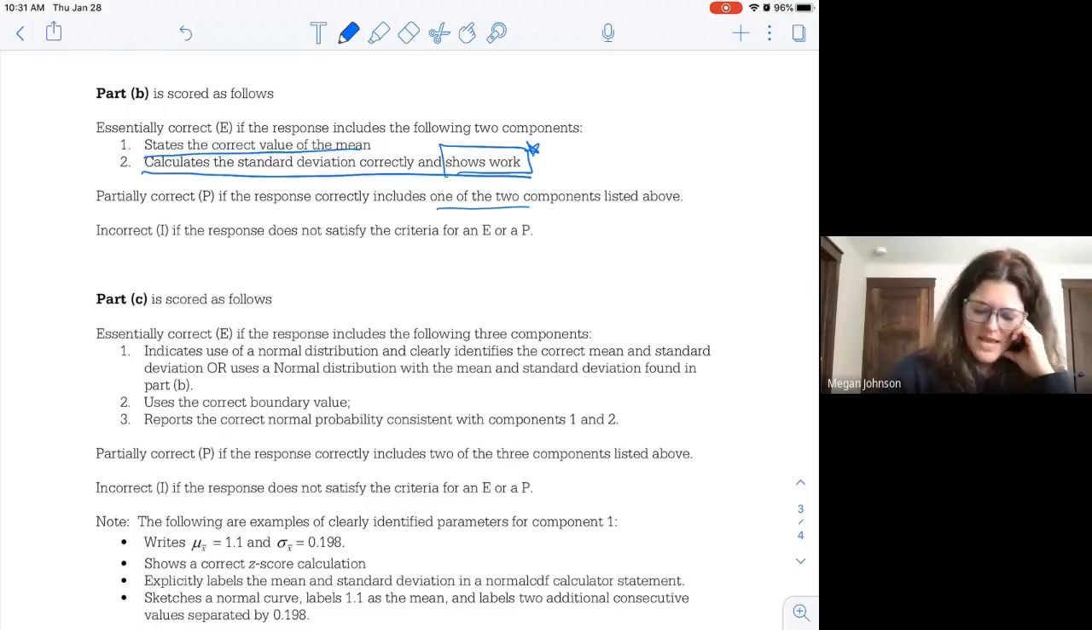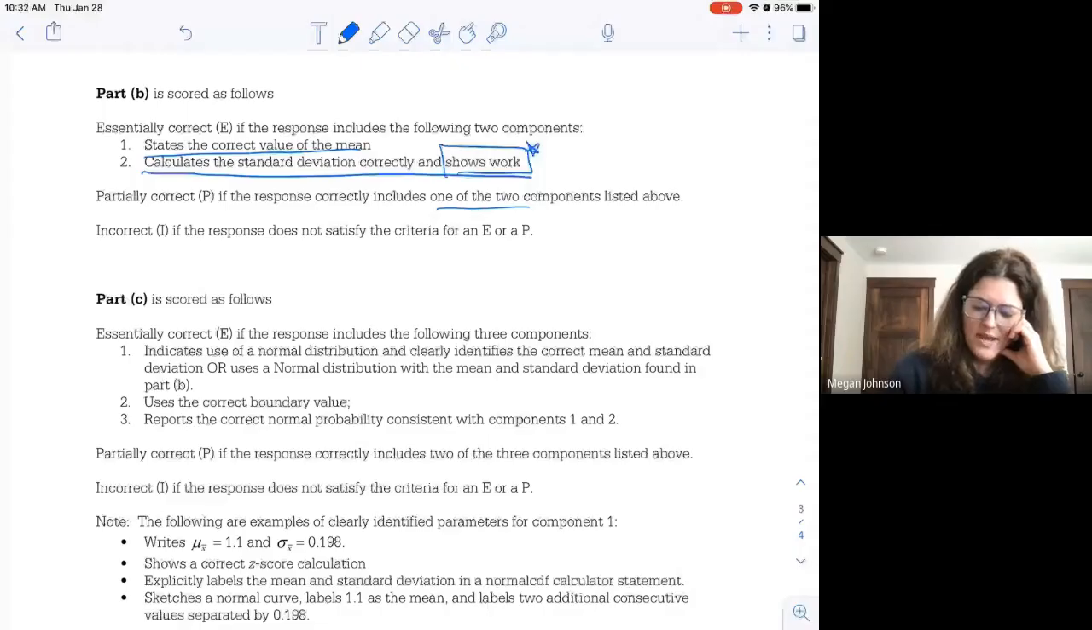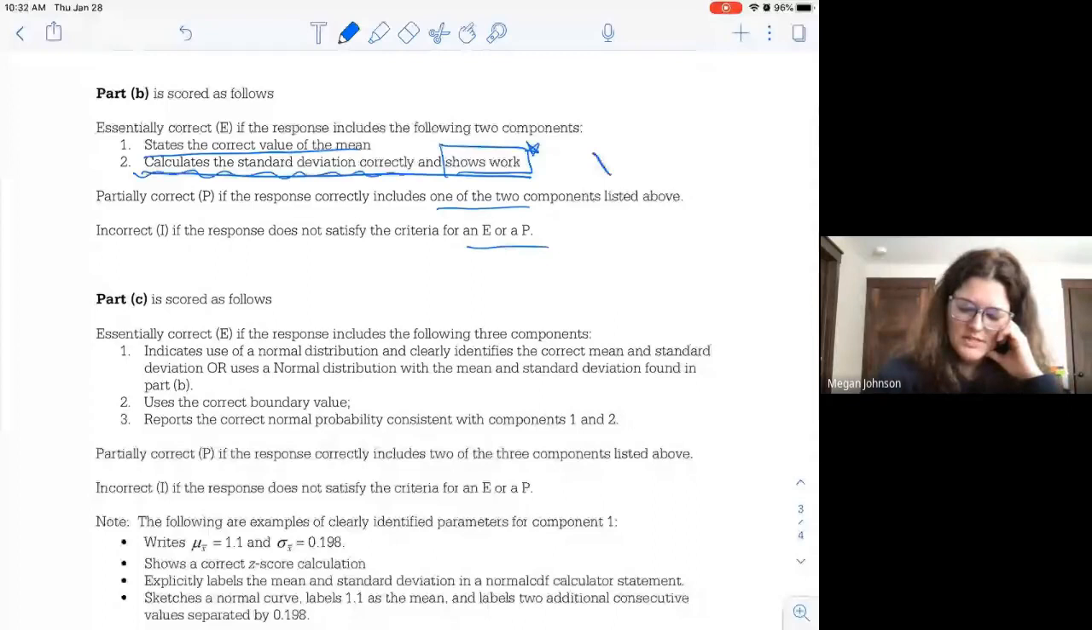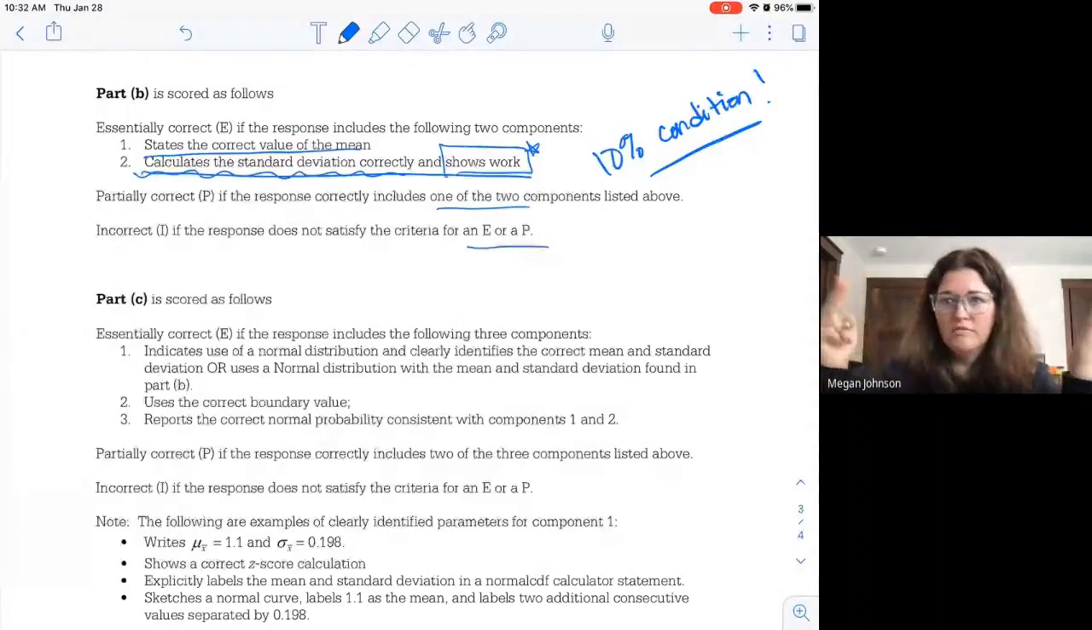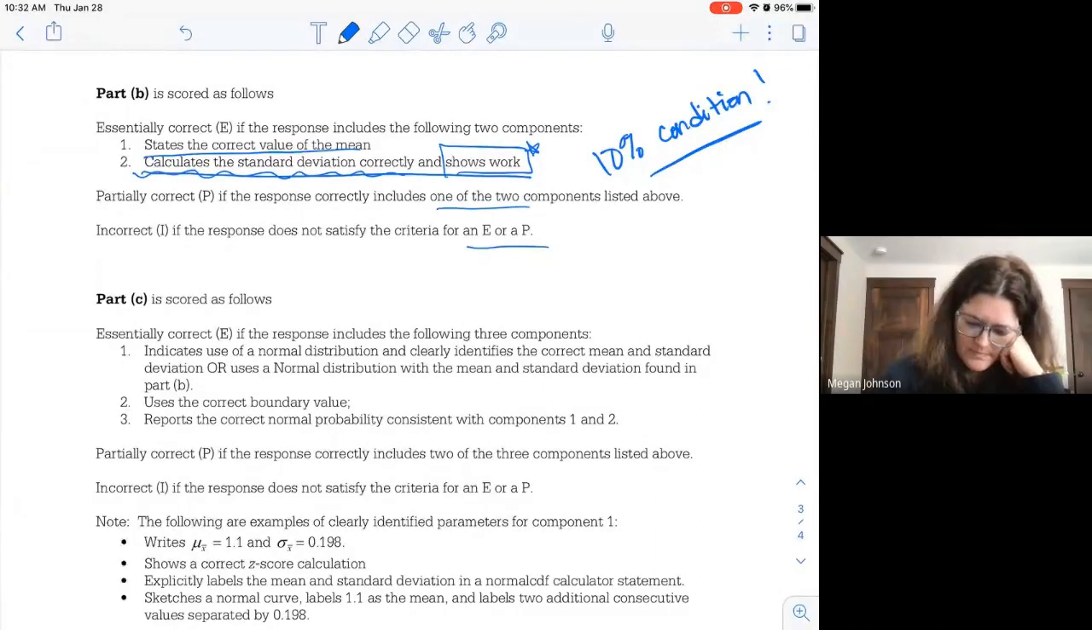Okay. And then incorrect if the response does not satisfy the criteria for E and P. And by the way, calculates the standard deviation correctly includes stating that 10% condition. You will not get full credit if you don't state the 10% condition. I can promise you that. That's part of the calculates the standard deviation. That's just part of that process. Okay. Questions on B?